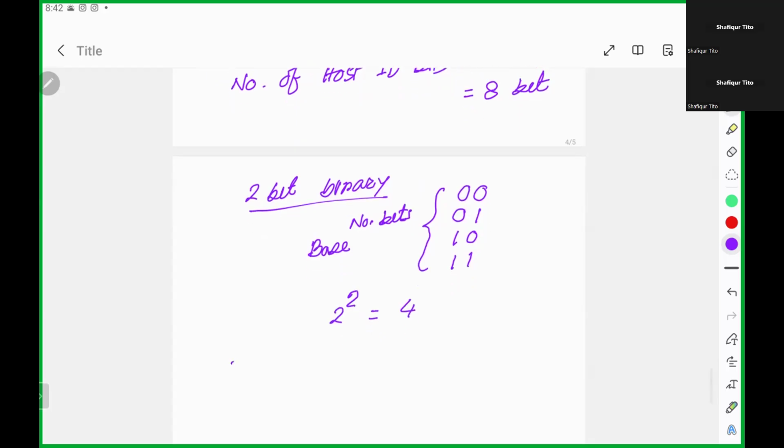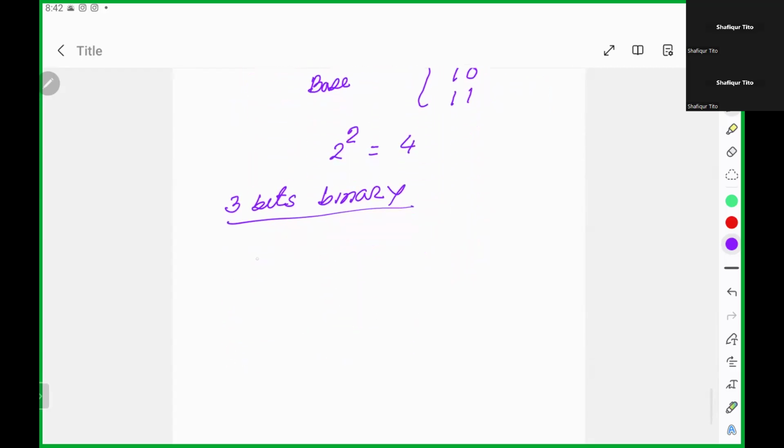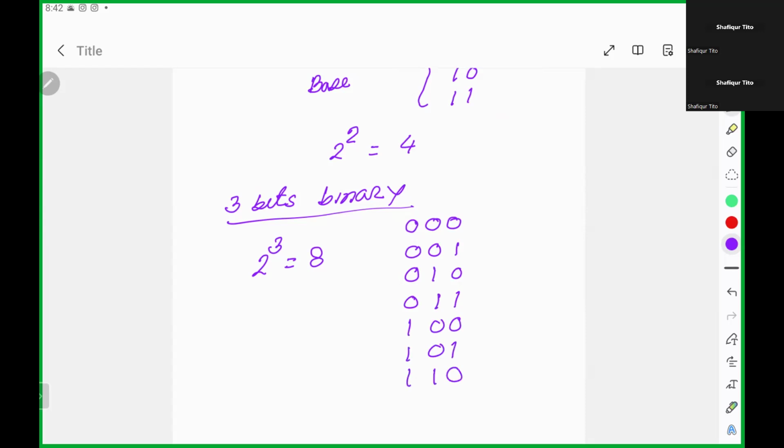If I have a 3-bit binary number, then we can find 2 to the power 3, where 2 is the base and 3 is the number of bits. That will give me 8 combinations. If I write them down, it will be 000, 001, 010, 011, 100, 101, 110, and 111. Okay, so these are the combinations.